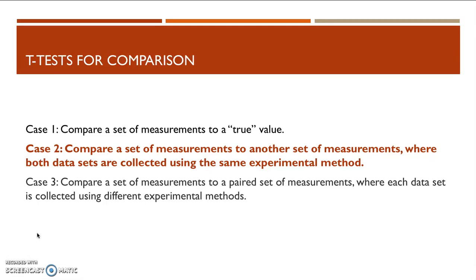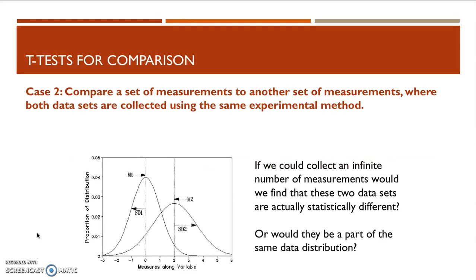to compare a set of measurements to another set of measurements where both data sets were collected using the same experimental method. So if we're in lab and you and your teammate do 4 measurements in a titration of a sample, and the team next to you uses the same experimental method, they use titration to measure the same sample, then this is what you would use to compare whether you got the same answer as your neighbors, okay?